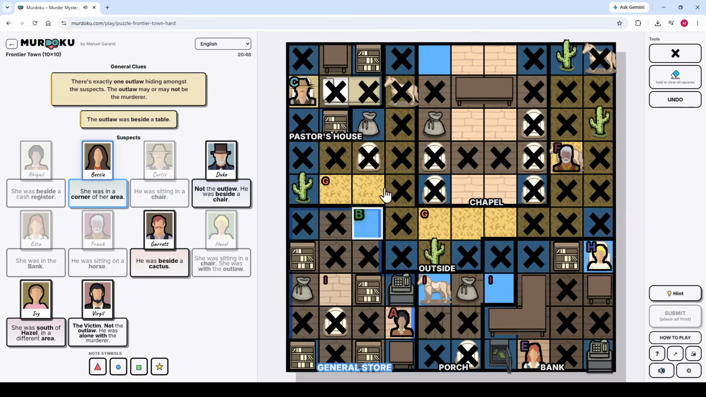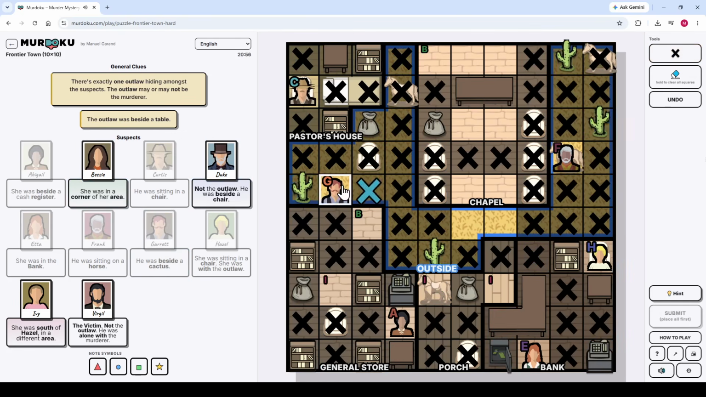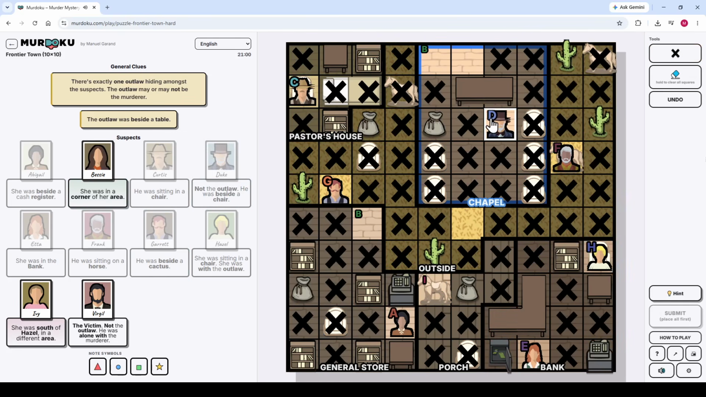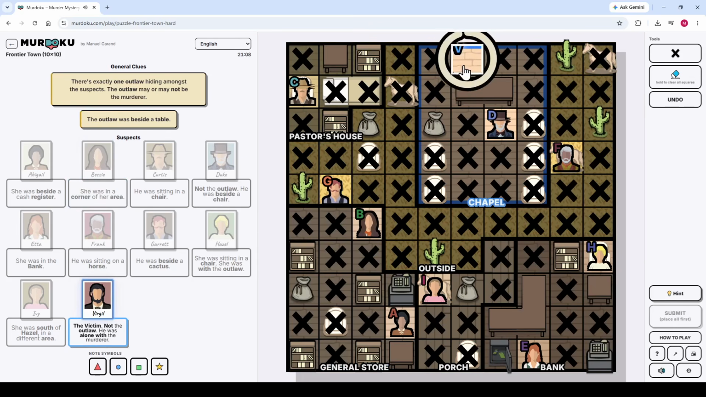And now B can be here or here, the last two corners. We can block this intersecting square, which means that G is right here. This is the last square beside the chair for D. I must be here. B must be here. And then finally, V is here.